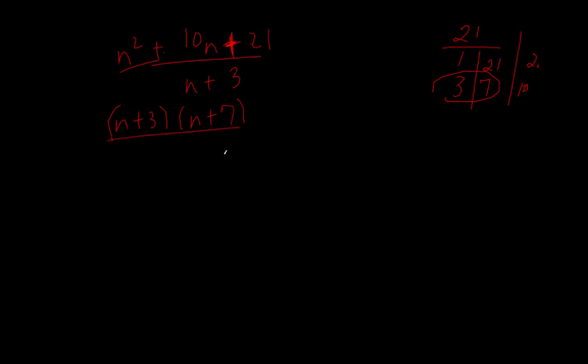If that snagged you a little bit, then you need to go back to the factoring thing we just finished. Okay, so here's what we have. So this is n plus 3 over n plus 3 times n plus 7 over 1. This is 1 if n is not negative 3, leaving n plus 7.